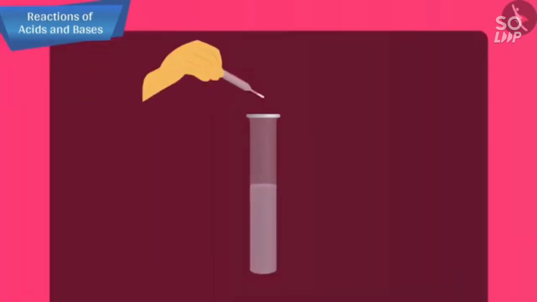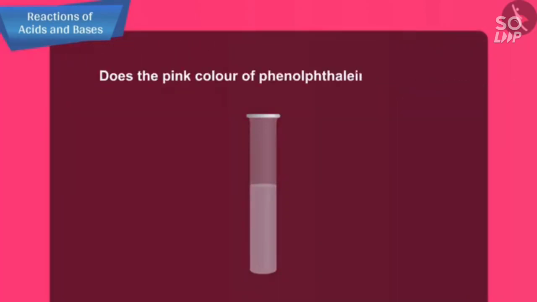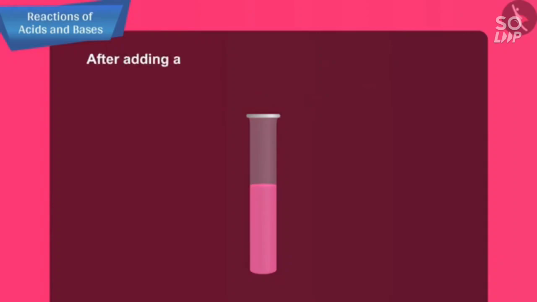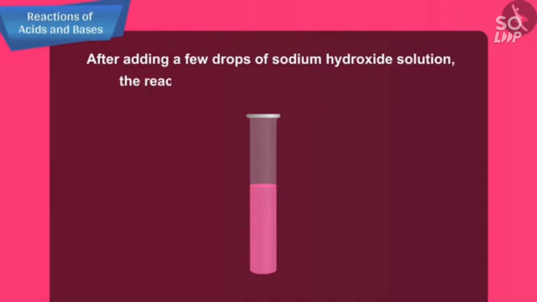Now, add a few drops of NaOH to the above mixture. Does the pink color of phenolphthalein reappear? Why do you think this has happened? This has happened because after adding a few drops of sodium hydroxide solution, the reaction mixture has become basic again.